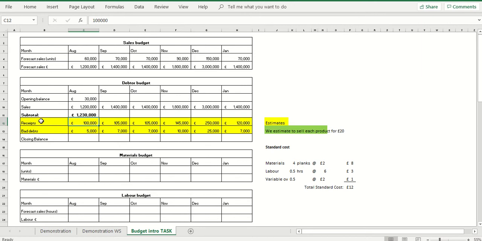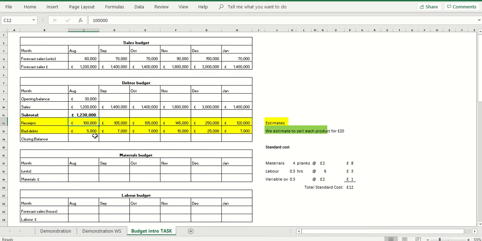So in terms of receipts, what are receipts? Receipts are simply the money that we expect our customers to have paid us during this month. So we expect to sell a certain amount to them, but we also expect them to have paid us for that during each month. In total, in the month of January, we expect to be paid £100,000 by our customers to settle their debts. In September, we expect it would be 105, and so on and so forth.